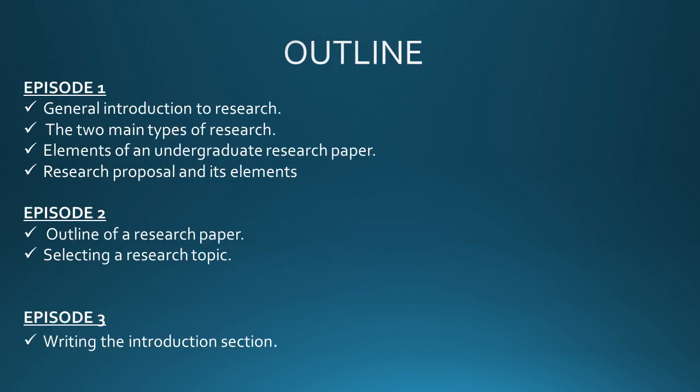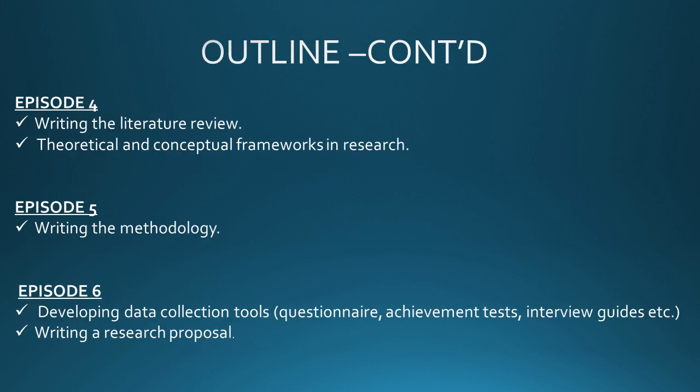Let's look at the general outline. In this video, which is episode 1, we will talk about the general introduction to research, the two main types of research, elements of an undergraduate research paper, research proposal and its elements. In the next video, which is episode 2, we will look at the outline of a research paper and selecting a research topic. In episode 3, we will look at the introduction section. Episode 4 will seek to reveal all about literature review and also talk about theoretical and conceptual frameworks in research.